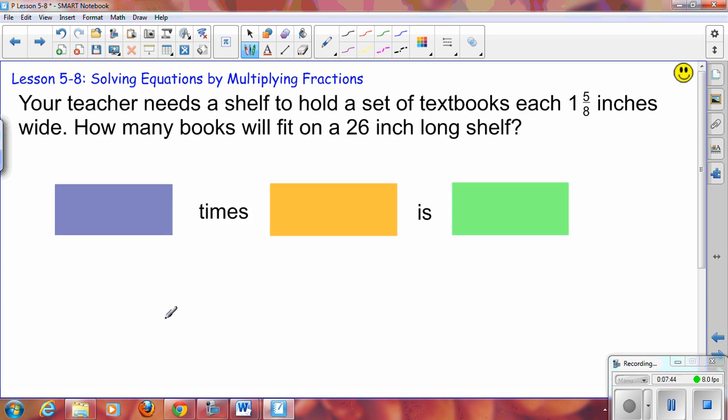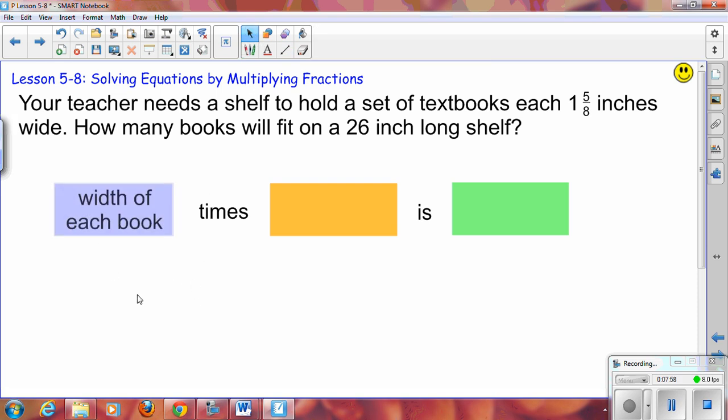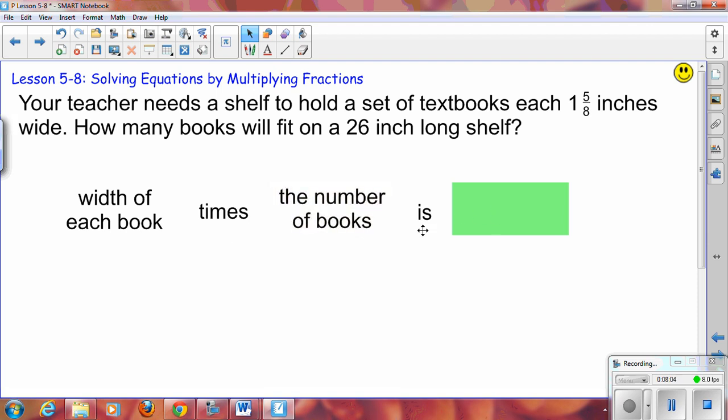Your teacher needs a shelf to hold a set of textbooks. Each textbook is 1 5/8 inches wide. How many books will fit on a 26-inch long shelf? I'm going to give you a couple little clues, and then you're going to do this problem yourself. The width of each book times the number of books is the width of the bookshelf.